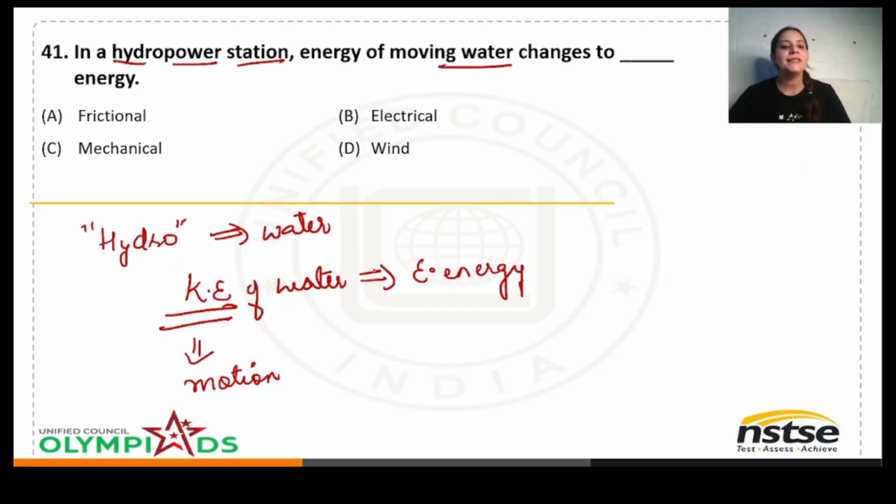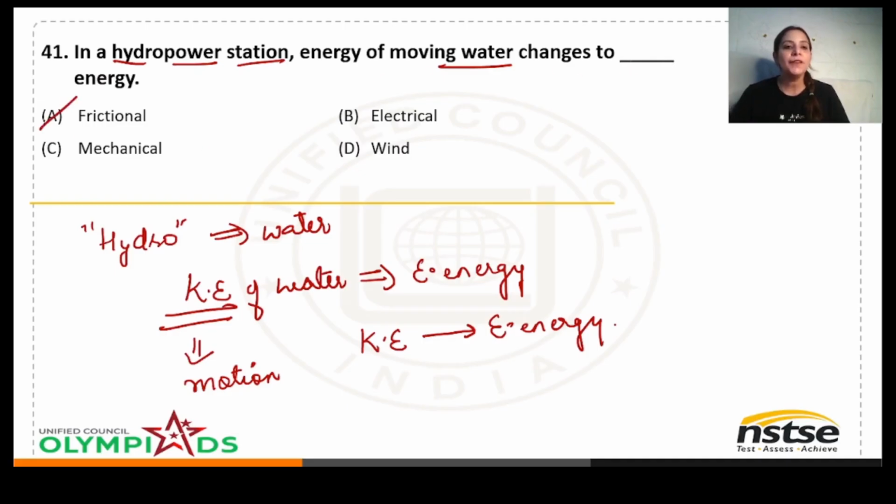So basically we can say that hydropower stations are concerned with the conversion of kinetic energy of water to electrical energy, and this is how electric energy is generated and supplied by the main electric station to all the homes in the city. So basically here the question says that energy of moving water changes to dash energy.